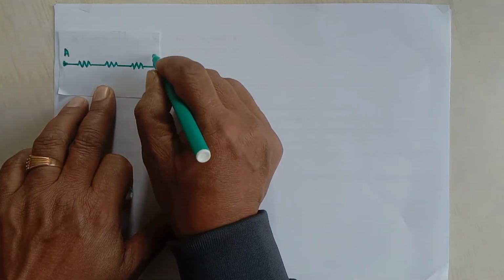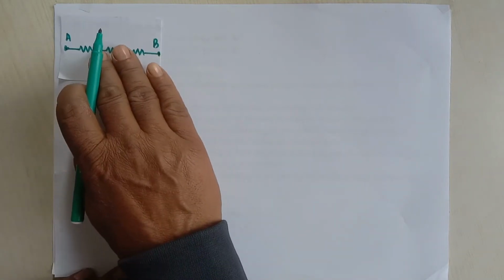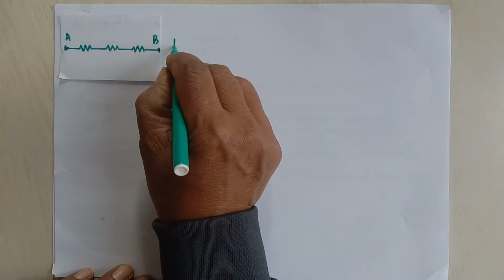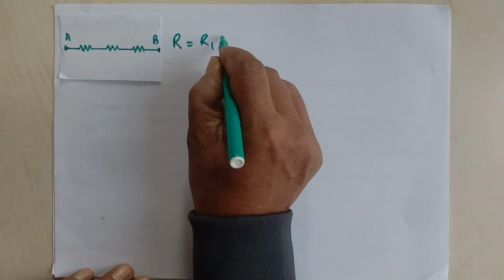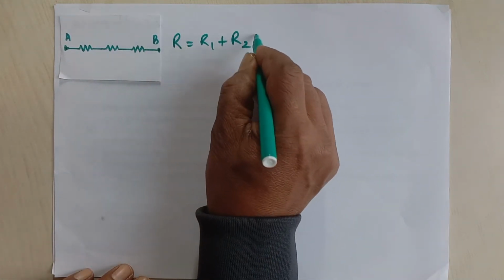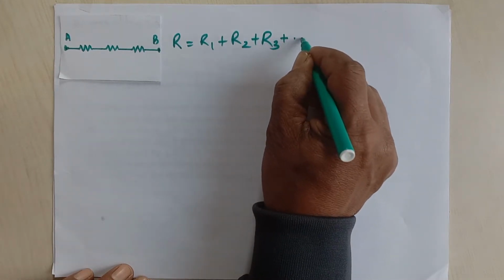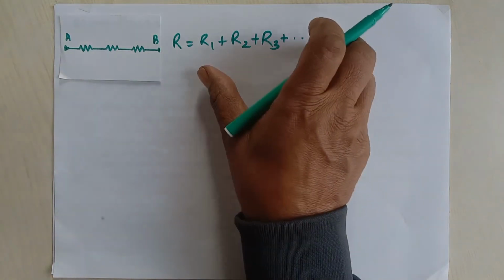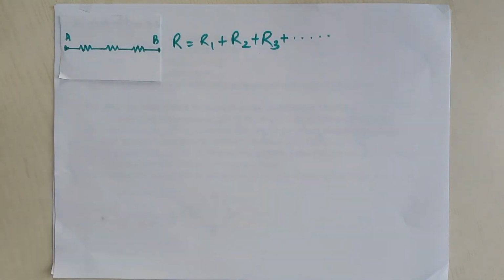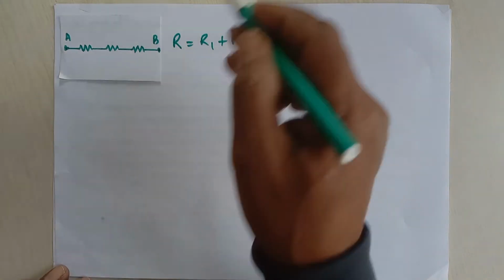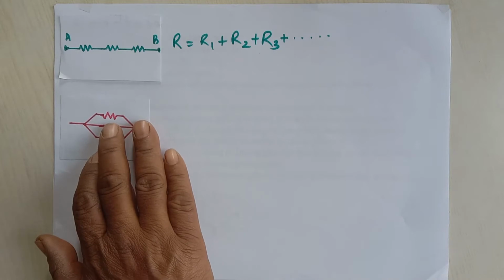In this combination, total resistance between these two points A and B can be calculated by using this equation: total resistance R is equal to R1 plus R2 plus R3, and if there are more, then they can also be included. This is the formula to calculate total resistance between A and B. I proved this in the previous class.